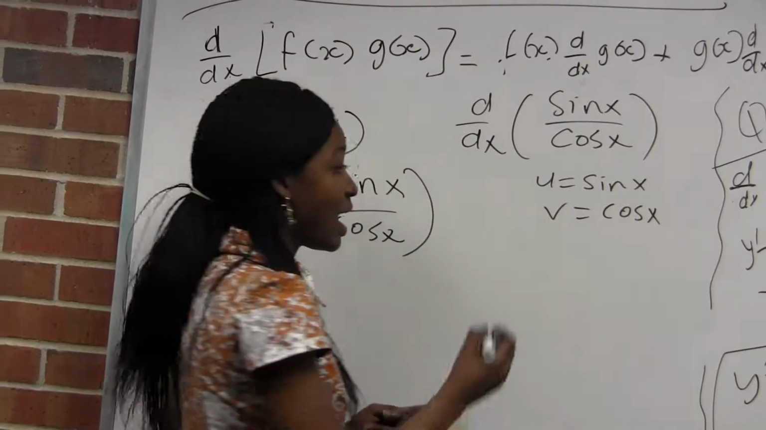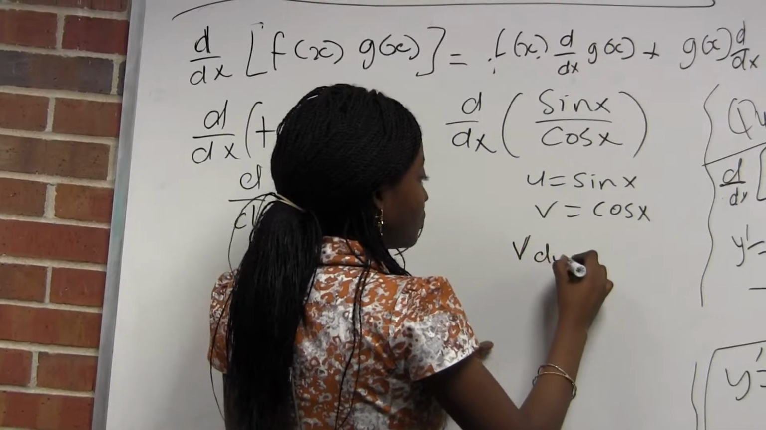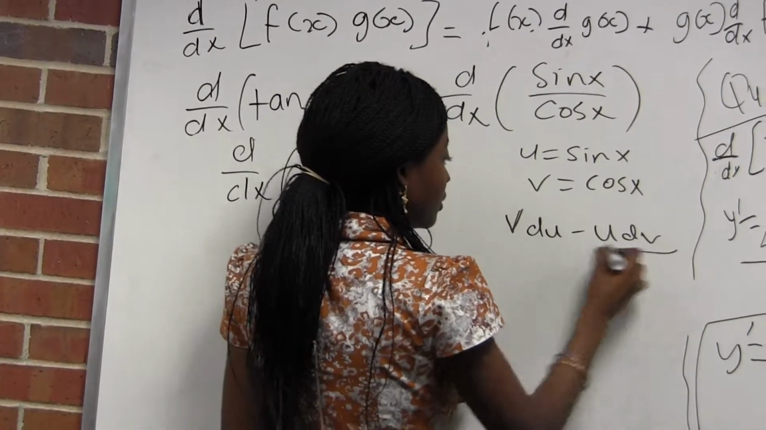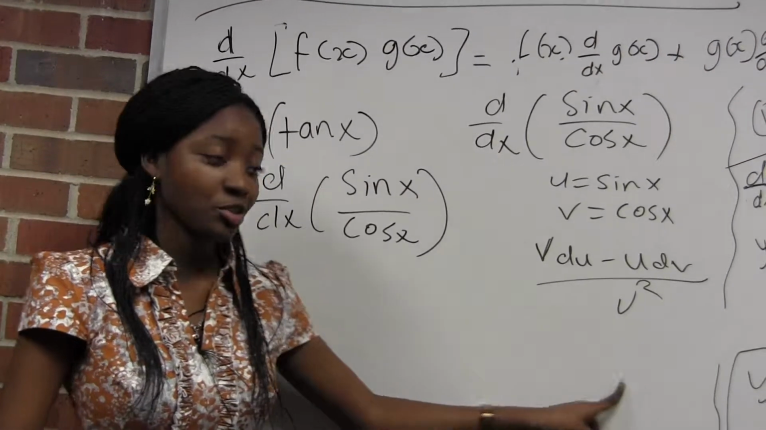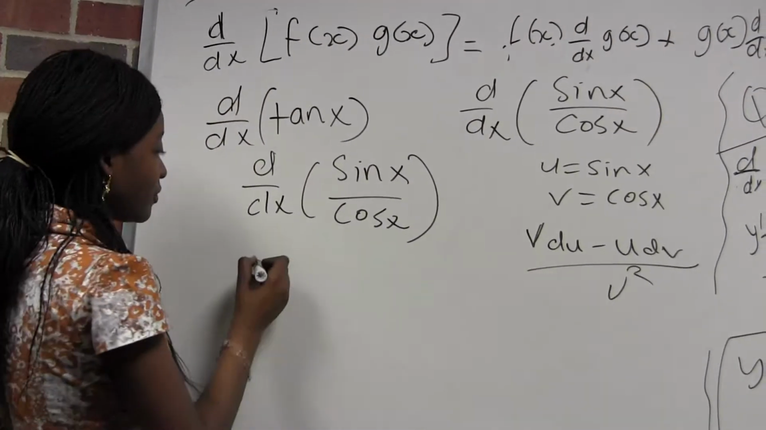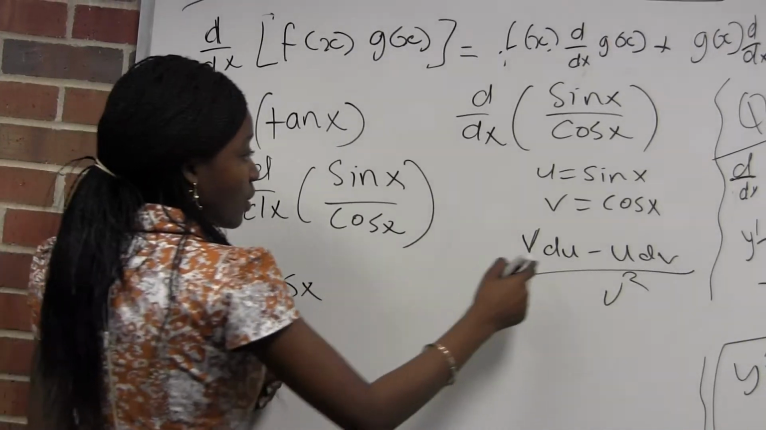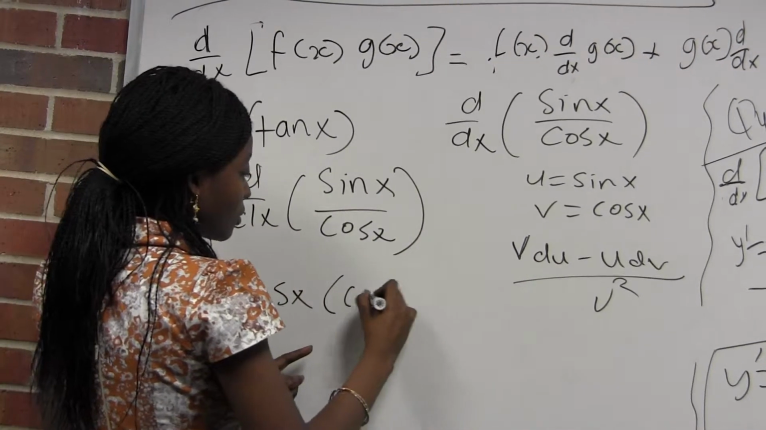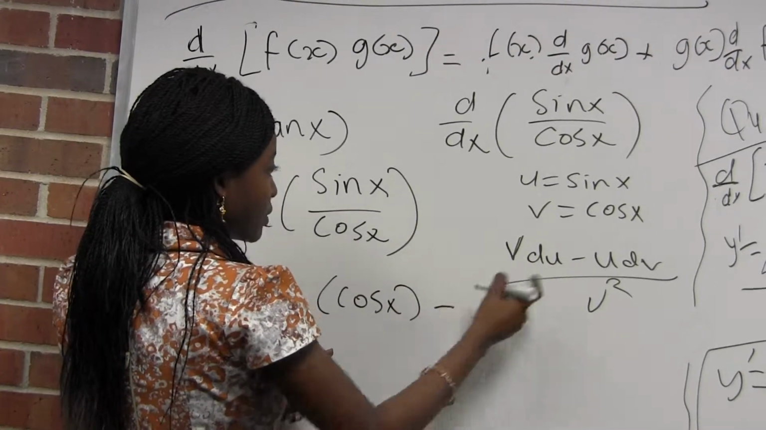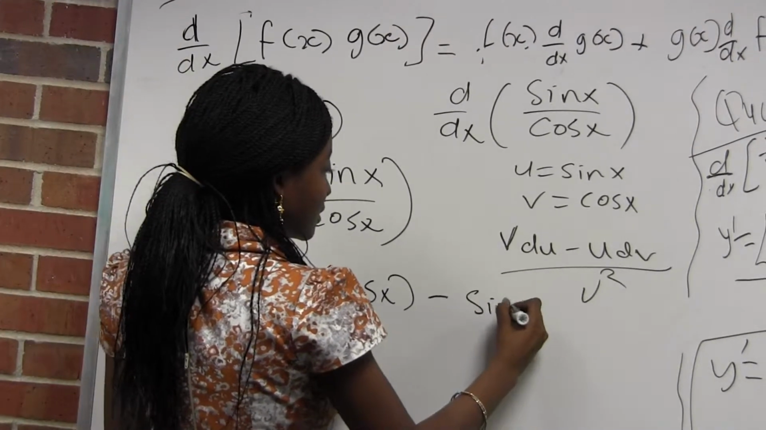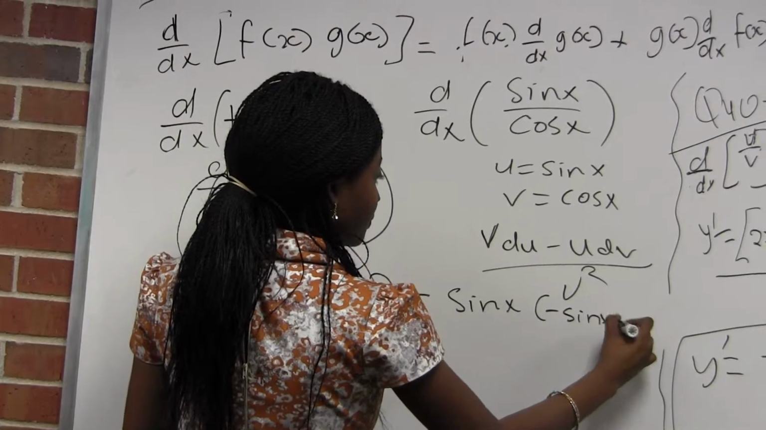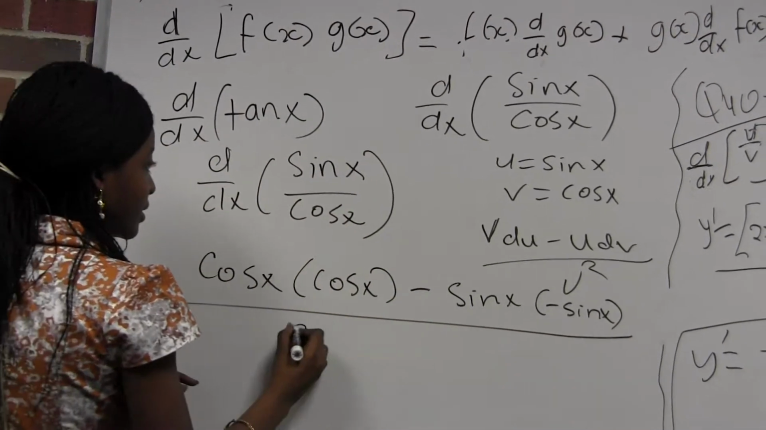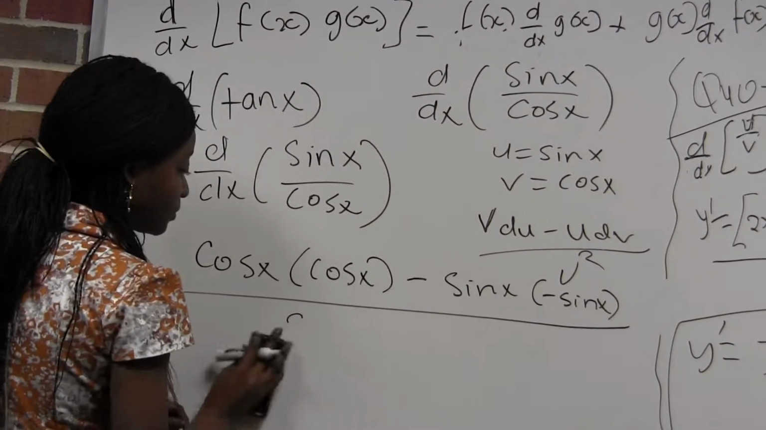And recollect that you have v du minus u dv over v squared. So I'm just going to plug my values into this formula. So what is my v? My v is cosine x. What is my du? It's also cosine x, right? Minus, what is my u? It's sine x. And what is my dv? It's negative sine x. All over cosine squared x.